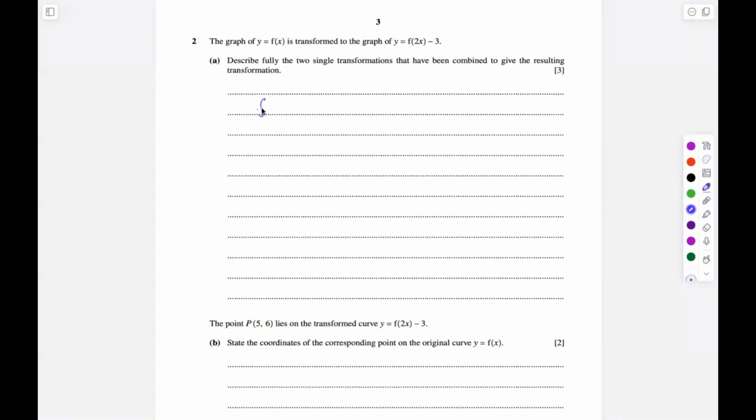Now, when we have a function f of x and we write it as f of 2x, it means that there has been a stretch in the x direction, and the scale factor in this case will be 1 upon 2.